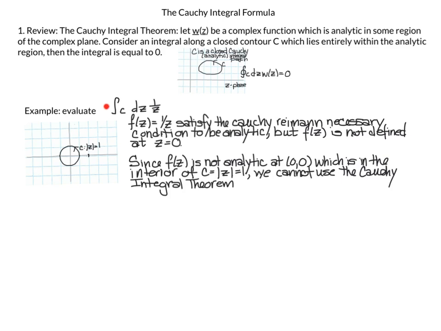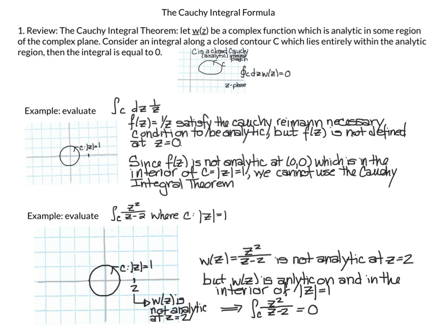Our first example is the integral over C, where C is this circle of radius 1, of 1 over z. So f of z satisfies the Cauchy-Riemann necessary condition, but remember, Cauchy-Riemann is not sufficient to guarantee analyticity. The function and its derivatives also need to be defined, but you can see f of z is not defined at z equals 0. Since f of z is not analytic at the origin, which is in the interior of our circle, right here, we cannot use the Cauchy integral theorem.